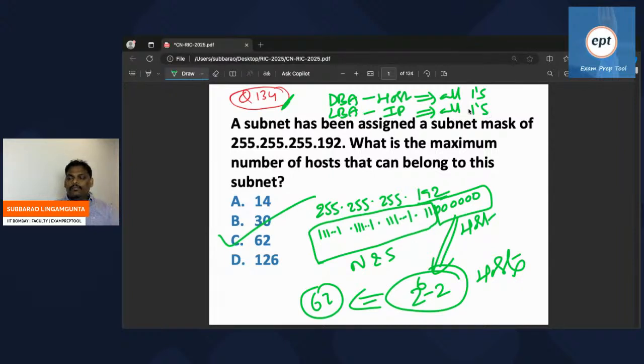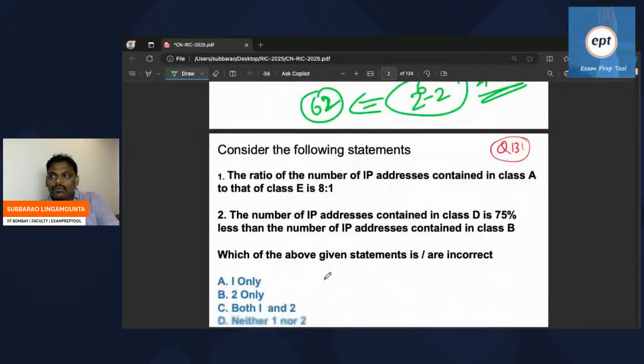LBA, DBA. Some people are asking, how do you know that the host is 6 bits? In the subnet mask, see how many zeros are there. Those many bits are for the host. 6 zeros are there, so 6 bits per host. So 2 power 6 minus 2, 62 hosts possible. I think everyone is comfortable with this problem. Let's go to the next.